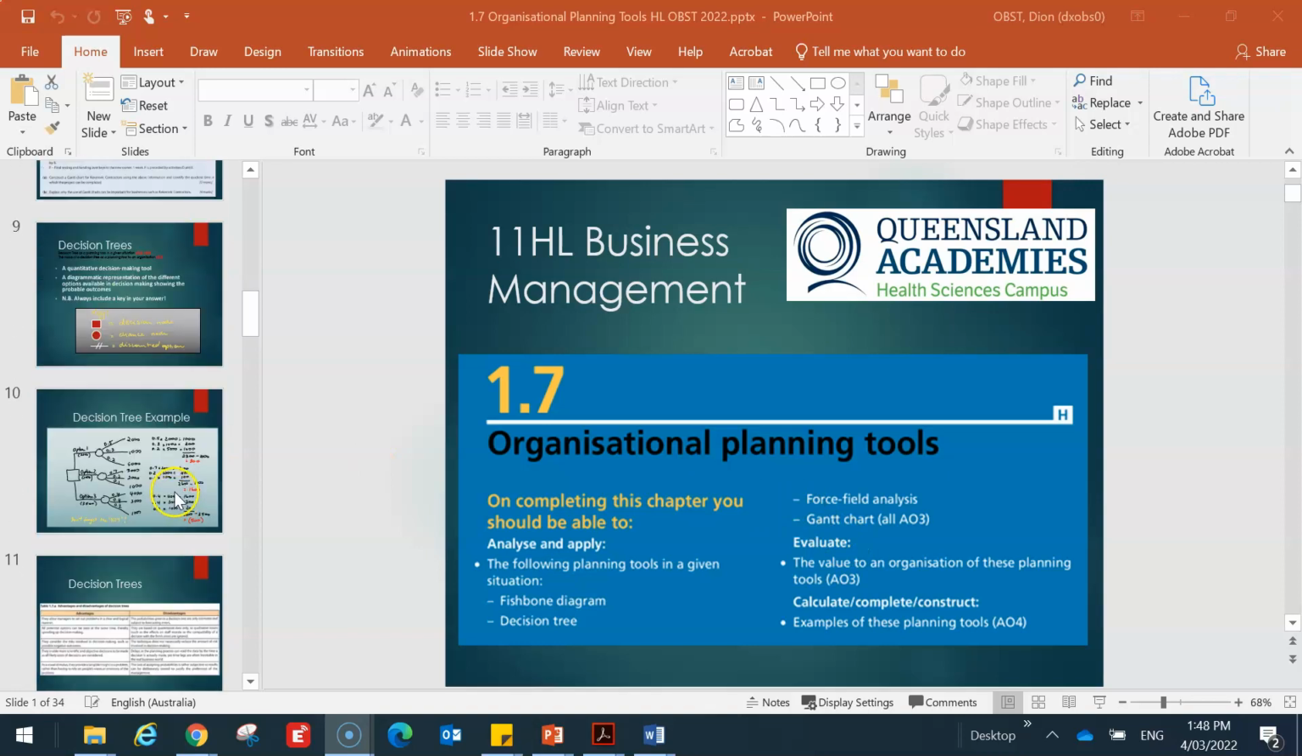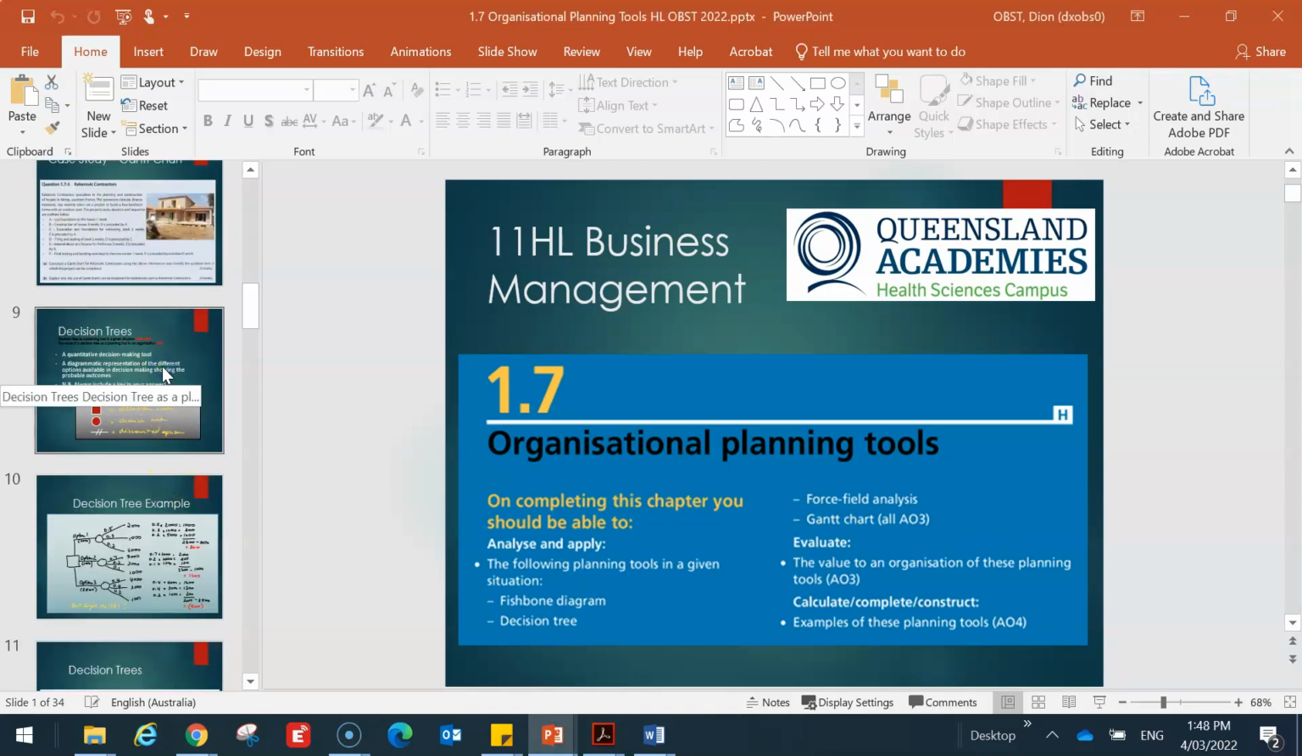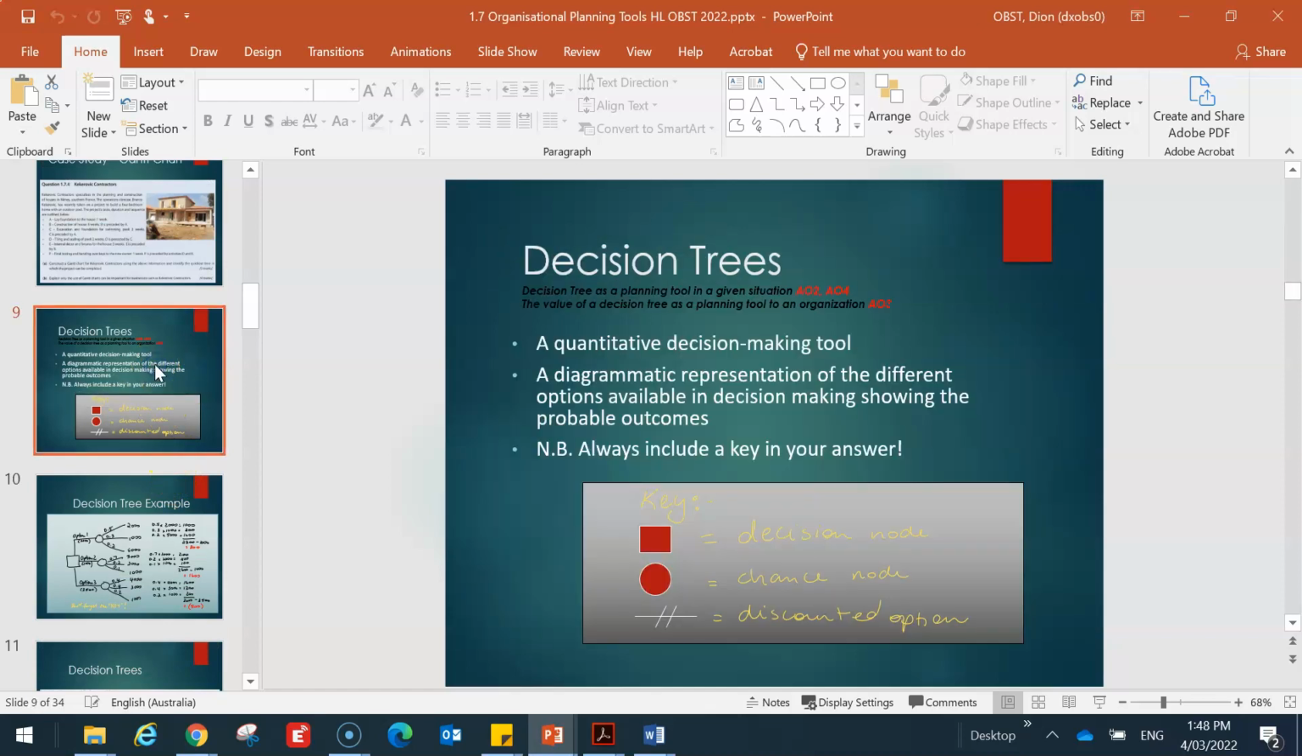What we've covered in class, as you're aware, is that the first thing with any decision tree, it's important that we include a key. It's the very first thing I'd recommend you do once you enter that exam, and of course this weekly question on Monday. First thing, write down the key.